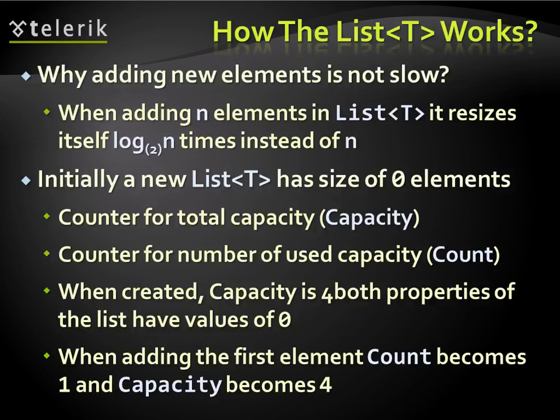For example, it always has twice the space required. When you allocate the list, it initially takes 4 elements. When you add an element, it will have 1 used element and 3 free, 3 available. When you add another element, it will have 2 full and 2 empty. When you use the last element, the list will grow and make more positions.